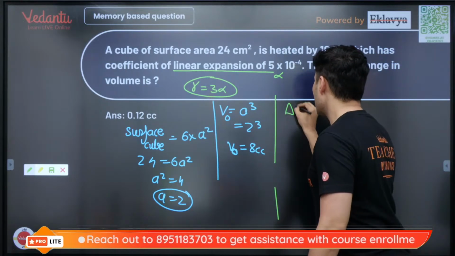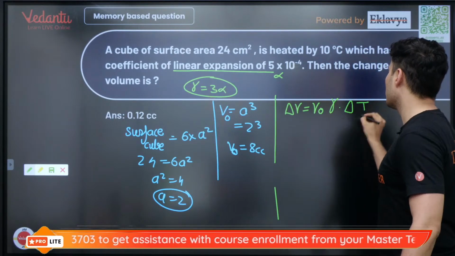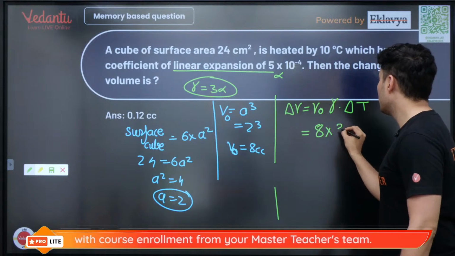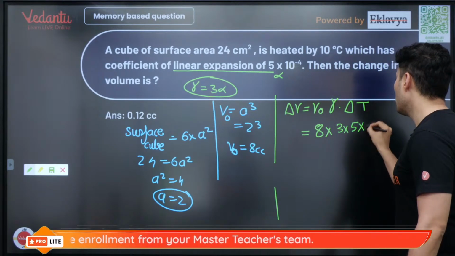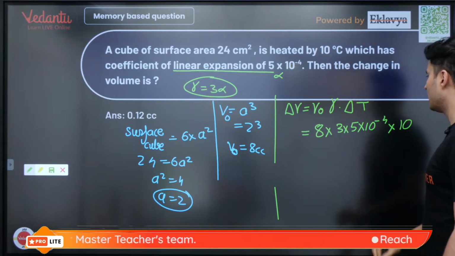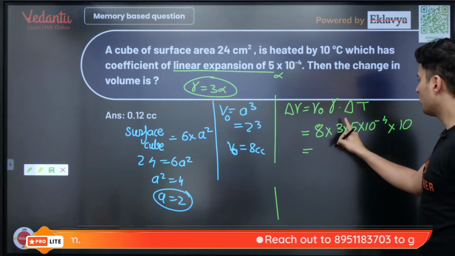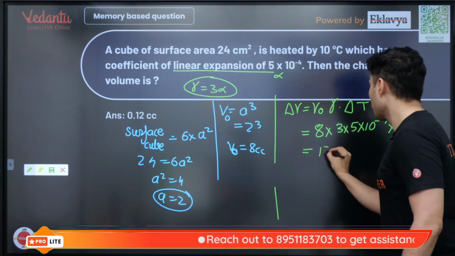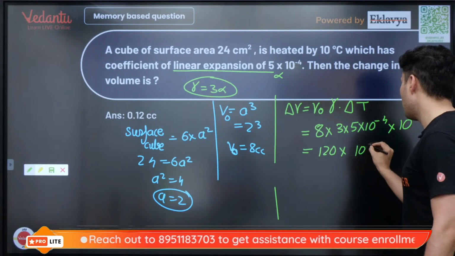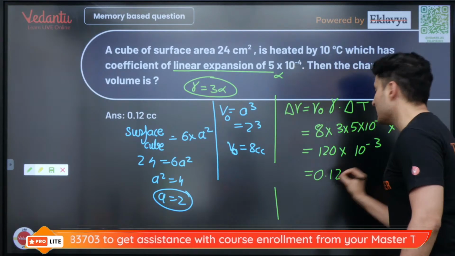So the change in the volume will be initial volume into gamma into delta T. So initial volume 8. Gamma is nothing but 3 into 5 into 10 to the power minus 4, and temperature change is nothing but 10. So basically 8 5s are 40, 40 3s are 120. So 120 into 10 to the power minus 4 into 10 is 10 to the power minus 3. So check this out, it is 0.12 cc.